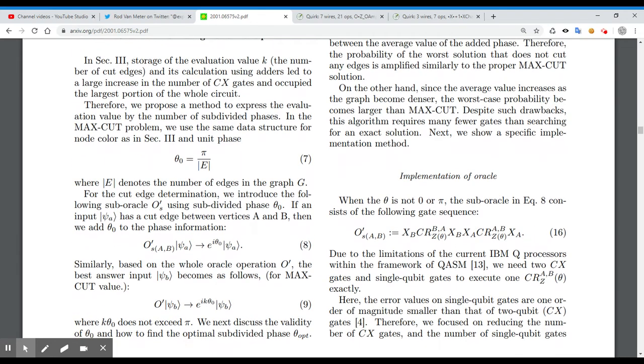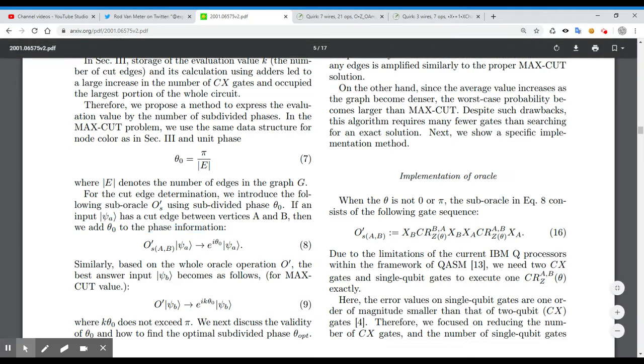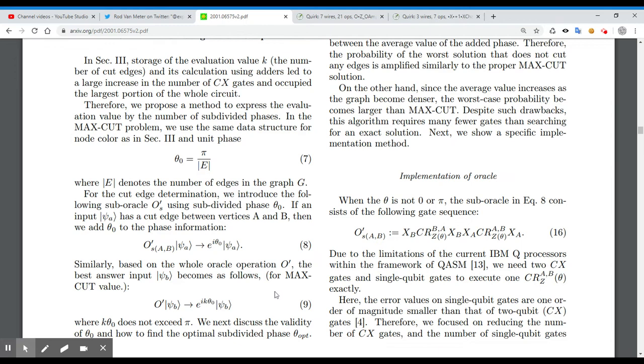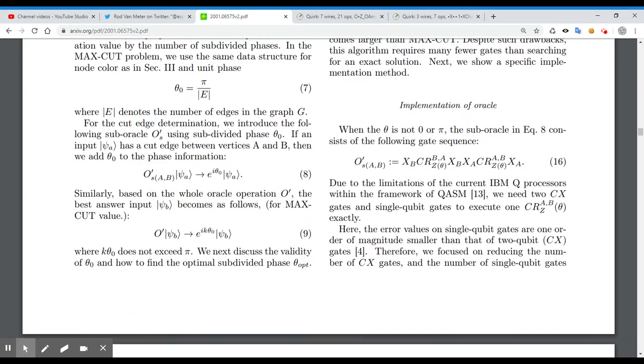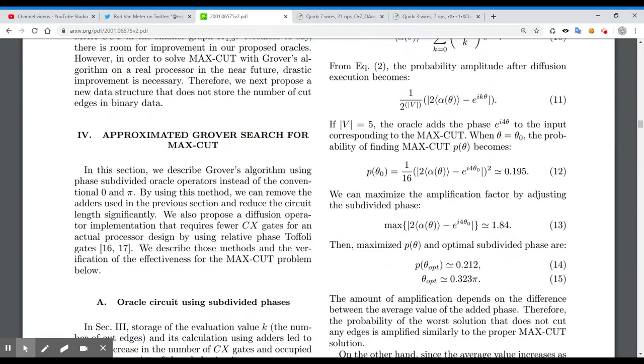For the cut edge determination, we introduce the following SAP Oracle using O prime sub S using subdivided phase. If an input has a cut edge between vertices A and B, then we add the theta angle to the phase information. Similarly, based on the whole Oracle operation, the best answer input becomes as follows. So let me try that quickly before I go forward.